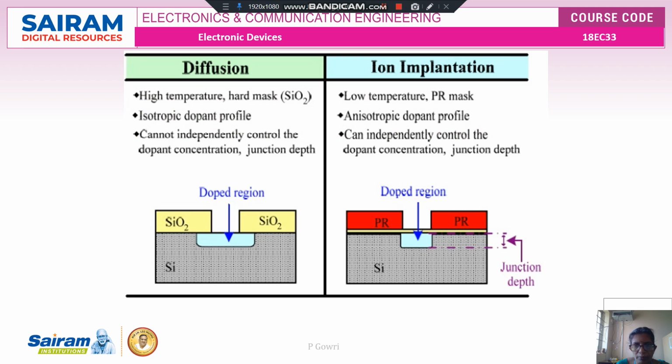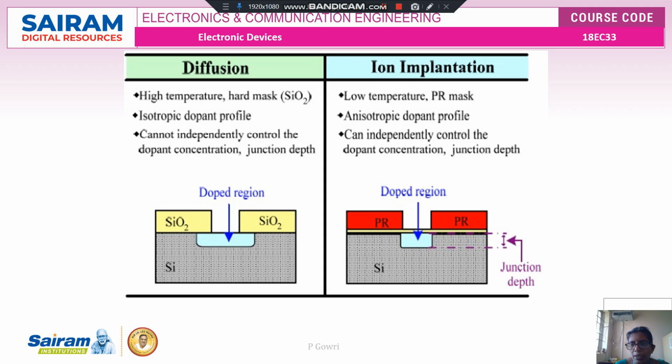Now, we have two processes, one is diffusion and another is ion implantation. Diffusion is a simple process in which there is concentration gradient movement, but the important thing is that it has an isotropic dopant profile. Isotropic means that the doping happens in all directions, so we cannot control the dopant concentration and the junction depth independently.